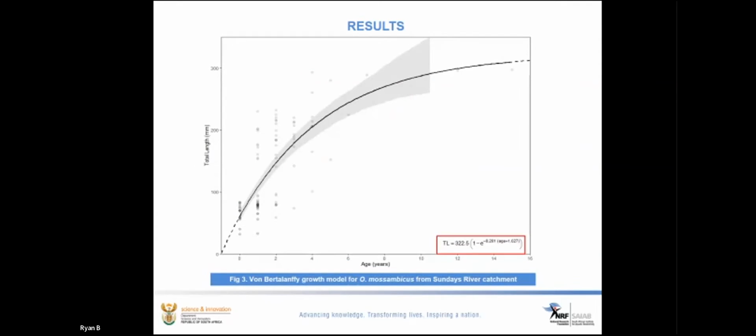And then when we look at the growth model for combined sexes, it was best described with an asymptotic length of 322.5 millimeters, a growth coefficient of 0.201, and the age at length zero, t0, of minus 1.027. The population had relatively fast growth for the first 4 years, and thereafter slowed down with an increase in age.